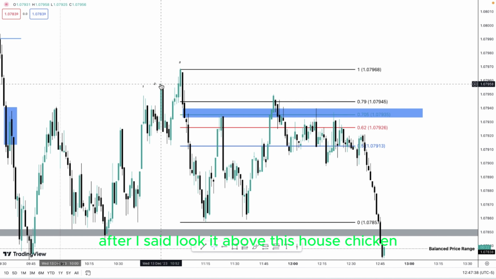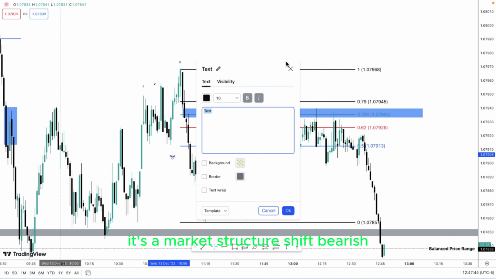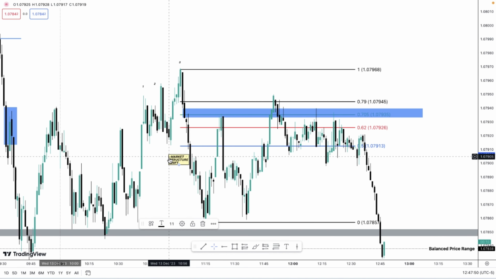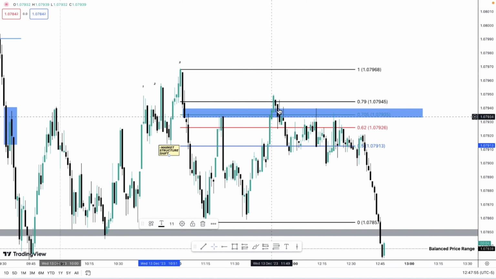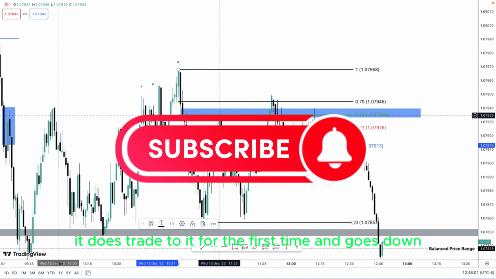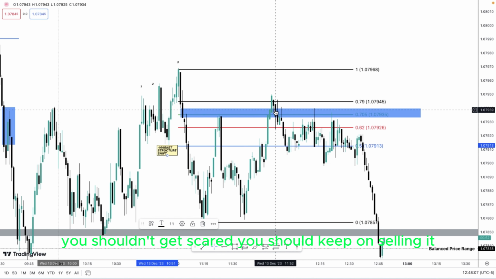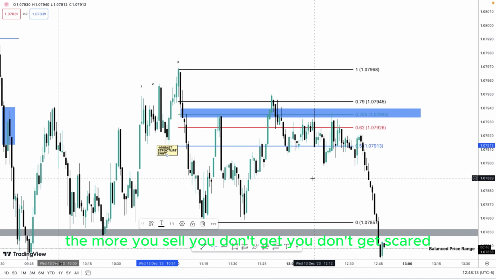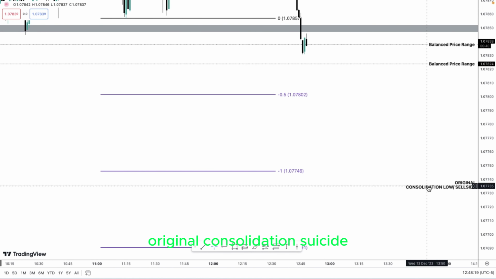After buy side liquidity above this high was taken, what is that? It's a market structure shift. Bearish. So where do we retrace into? You retrace into the 750 spot. You can sell that. That's the retrace there for the first time. Go down, come back, test. You shouldn't get scared. You should keep on selling it. The more it comes back to the 79 to 70 level, the more you sell. You don't get scared. Where are you targeting? Original consolidation sell side.